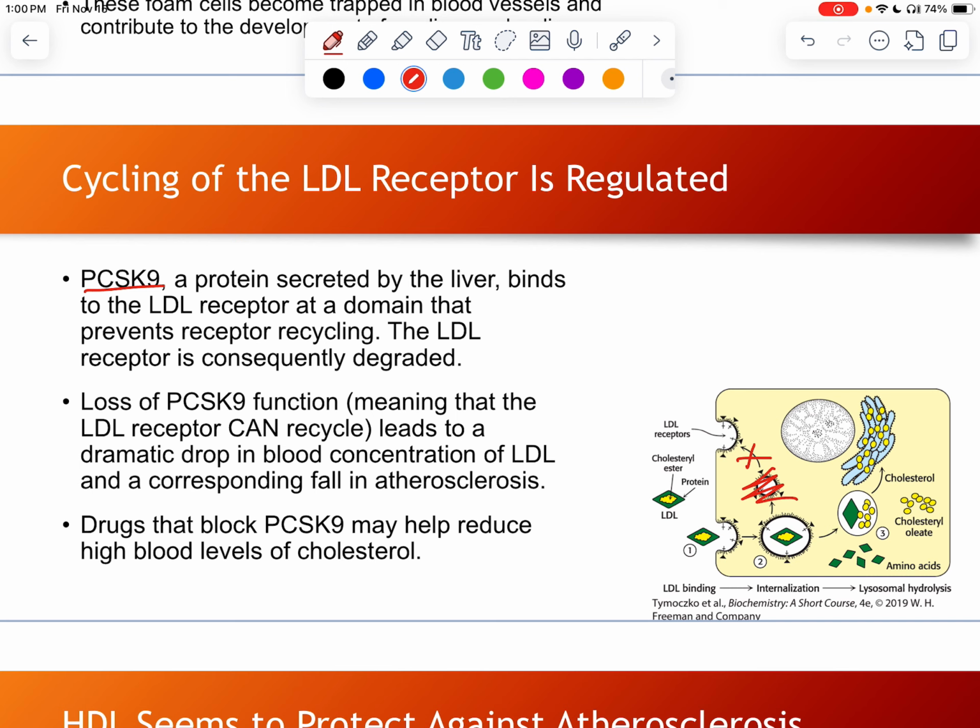So if we could make that not function well, if we had a loss of that function, that would mean we could pull more of this in, because it's going to get pulled in, and then it is going to be able to be recycled and come up here so we can pull in another one. So a drug that blocks that protein could help reduce high blood levels of cholesterol. So it's one way we can use our knowledge of the biochemistry to think about solutions to health problems.